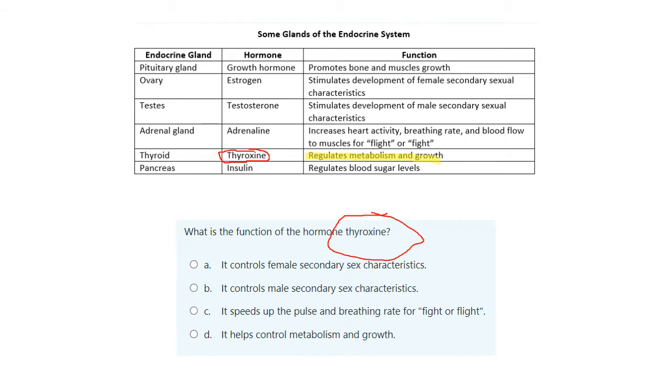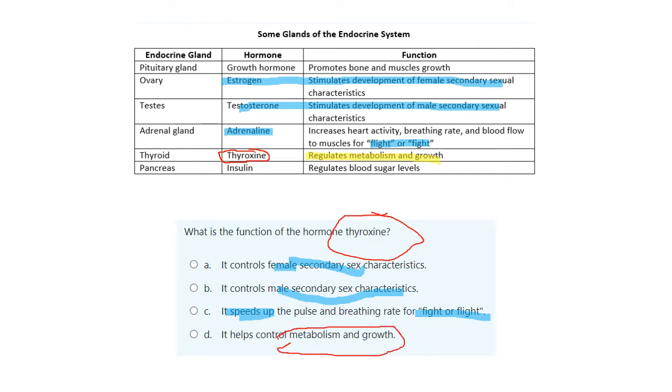Now, female secondary sex characteristics, these would be estrogen. Male secondary sex characteristics, these would be testosterone. Speeding up. Now we see speeding up, and we might think metabolism, that's speeding up. But speeding up the pulse and breathing rate for the fight or flight, flight and fight are part of adrenaline. D, it helps control the metabolism and growth. We can match metabolism and growth to the table, so we know answer D must be correct.